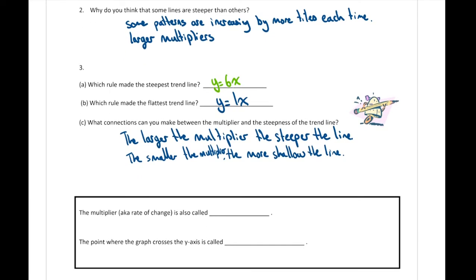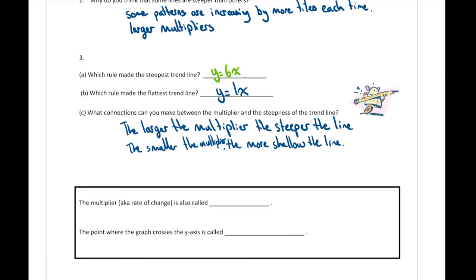Two kind of new terms that we could add in here. Well, the multiplier, also known as the rate of change, which we covered in the last lesson, we are now adding a new term for it. The multiplier can also be called the slope, which does kind of make sense because if you think of the slope of a hill, the slope refers to how steep it is, and the multiplier determines the steepness of our line.